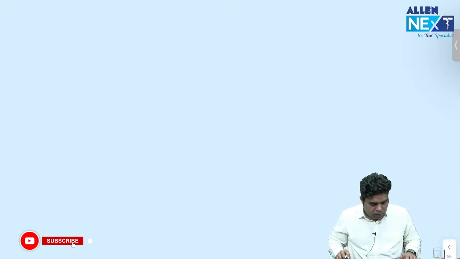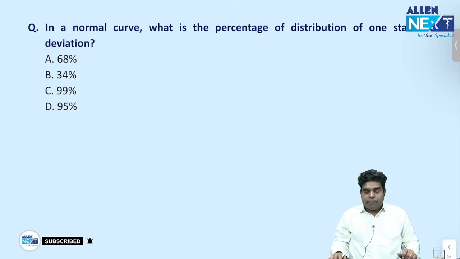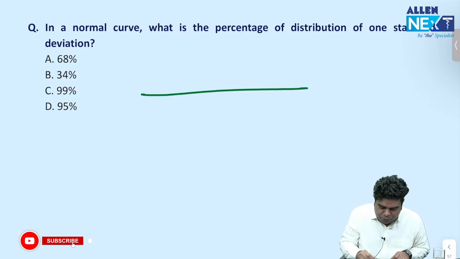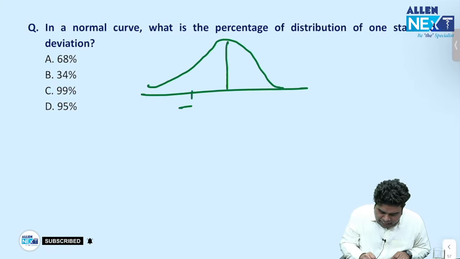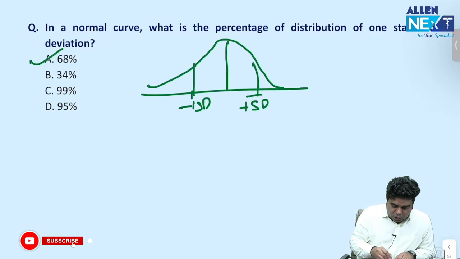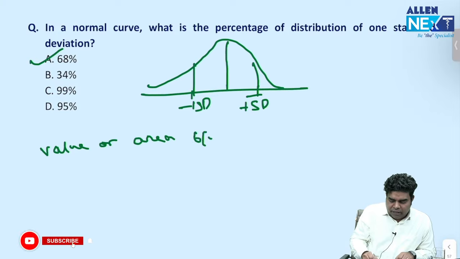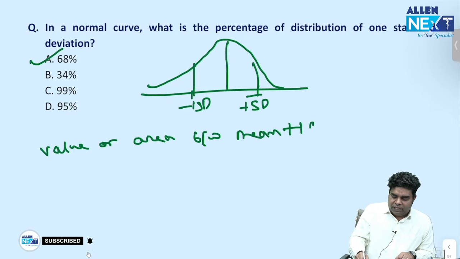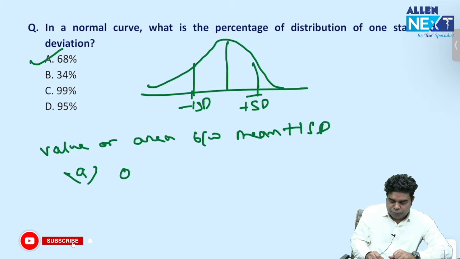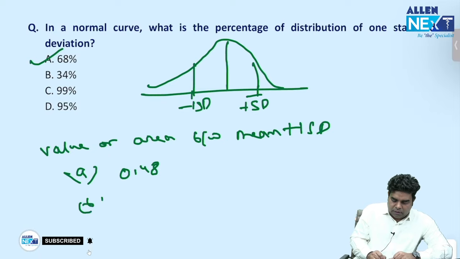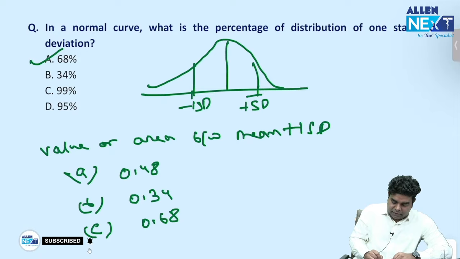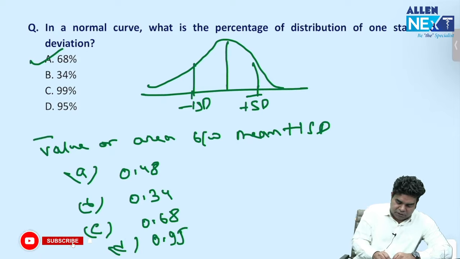Now in a normal curve, what is the percentage of distribution of one standard deviation? I hope you all know that. Within minus 1 and plus 1 standard deviation, 68% of values lie. So they can ask this question also. The area between mean and plus 1 standard deviation will be? Try to give this answer. 0.478, 0.34, 0.68, 0.95.